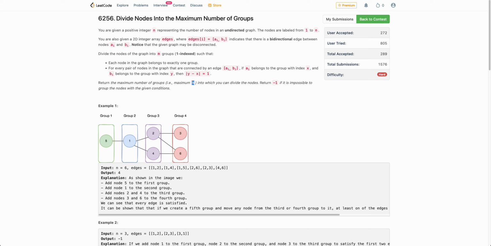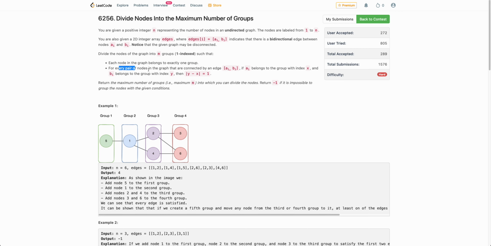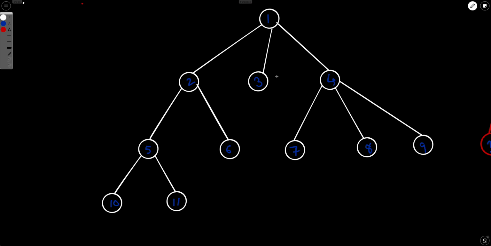Hope the reduced problem statement is clear. Given a tree, where everything is connected, find the maximum number of groups that I can divide it into. A tree would look something like this. Now, in a tree, because of the second condition, every two nodes which are connected by an edge should belong to adjacent groups. So because of this edge, 1 and 2 should belong to adjacent groups.